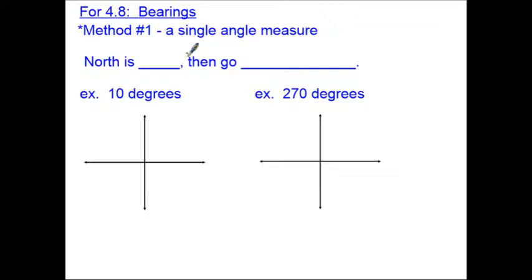The book likes to say that planes do this one way and boats do it the other, but it doesn't matter. You don't need to worry about what you're talking about, you just need to worry about how to interpret them. So if they're just giving a single angle measure as the bearing, or sometimes they even say heading, it means the same thing. Basically, north is a 0-degree angle. And then from whatever angle measure they give you, you simply go in a clockwise direction.